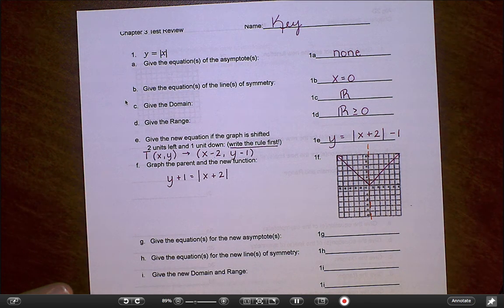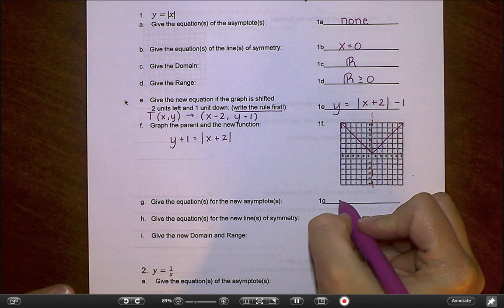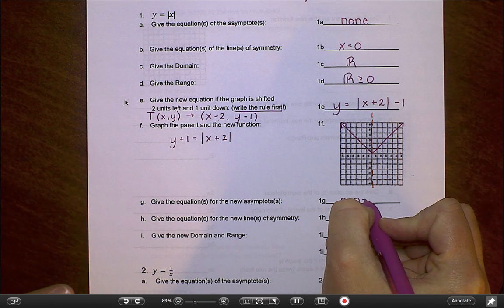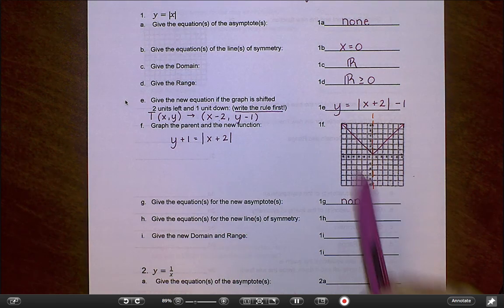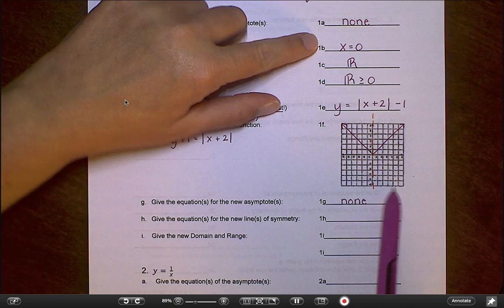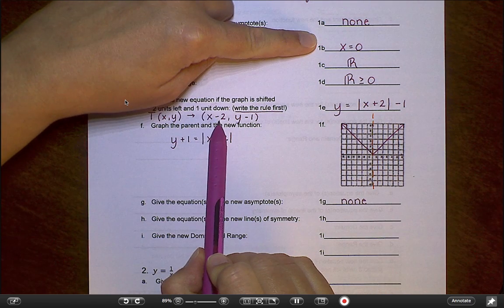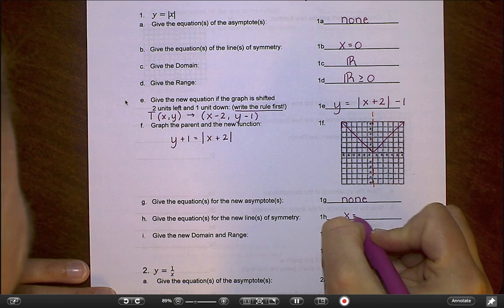Okay. So give the equation for the new asymptote. Well, there are still none. Okay. Shifting it over and down did not make there suddenly become an asymptote. New line of symmetry. So this orange line that we had in the equation of x equals 0, that's going to shift according to this rule. So now we're going to have a line of symmetry at x equals negative 2.